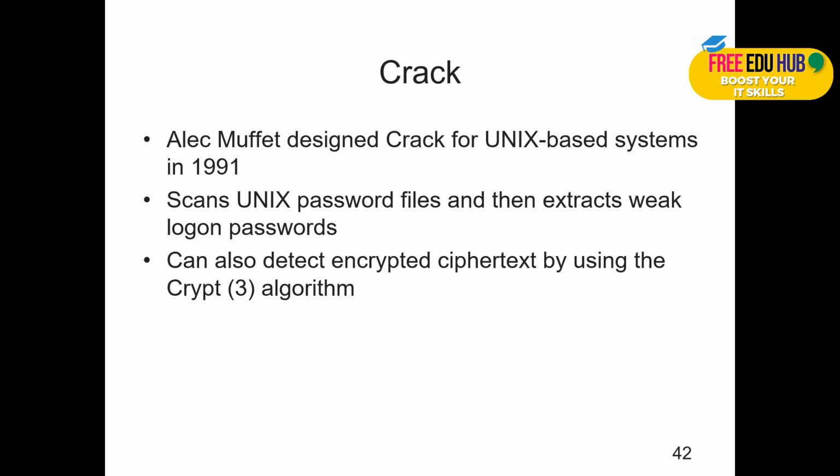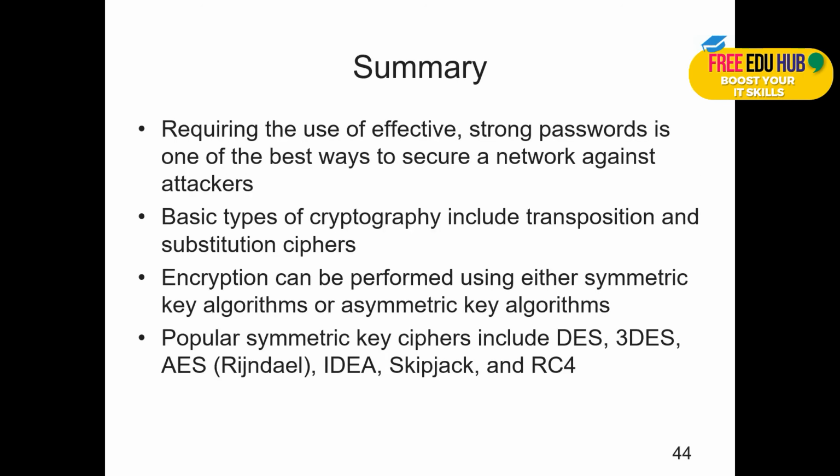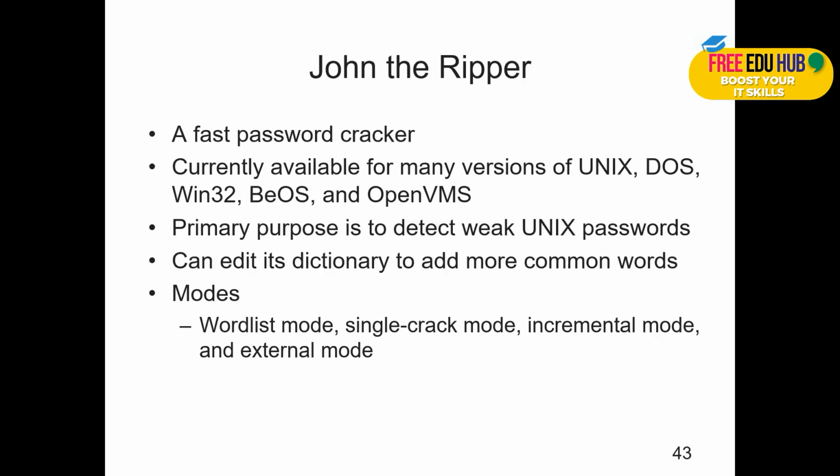Now, Crack by Alec Muffet was designed for Unix-based systems to guess the known passwords which were there in Linux. I'm sure they might have all the protections against it now. It scans the Unix password files to extract weak login passwords, and it can also detect the encrypted ciphertext using the Crypt3 algorithm. John the Ripper is a fast password cracker, currently available for many Unix and Windows-based systems, primarily used to detect weak Unix passwords, and can edit the dictionary, etc. And that brings us to the end of the chapter.